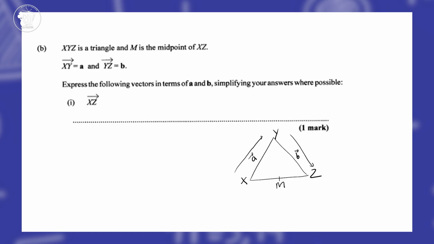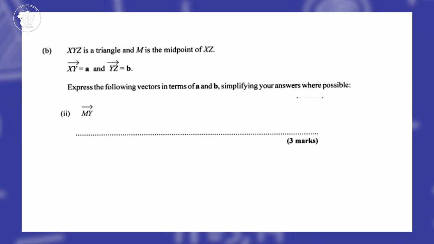So they want to express the following vectors in terms of A and B. We move from X, so we go all the way here, and then we move from here, we go all the way here. So to express this in terms of A and B, we can say XZ is simply equal to A plus, and we see from here we travel along the B part, so plus B. So XZ is equal to A plus B, and you can see why this is worth only 1 mark. So let's move on to the next one.